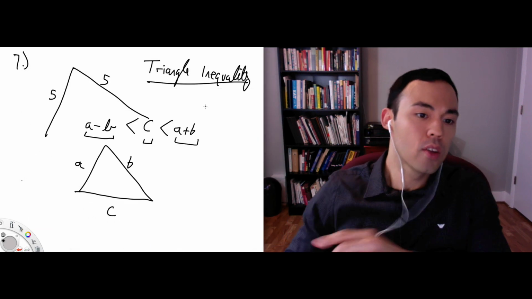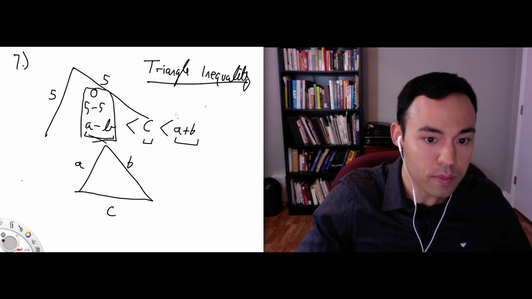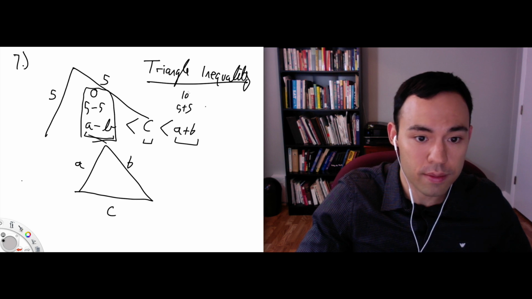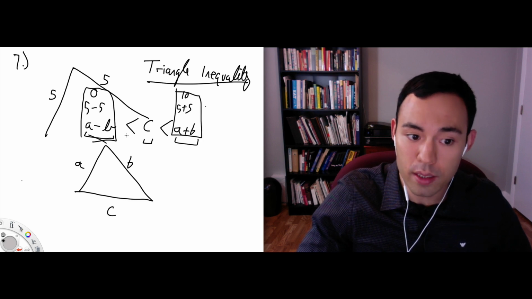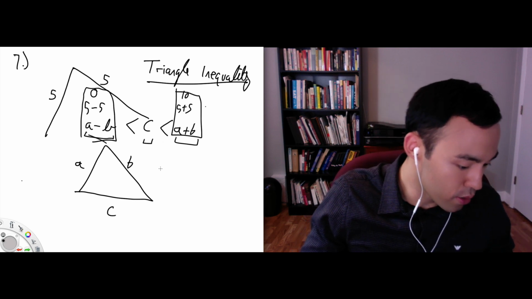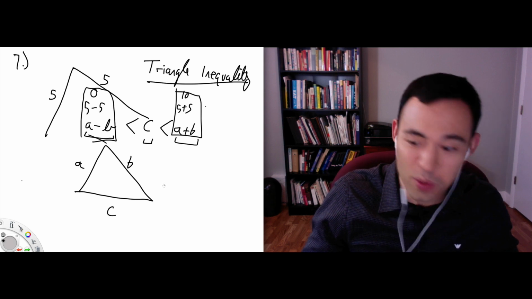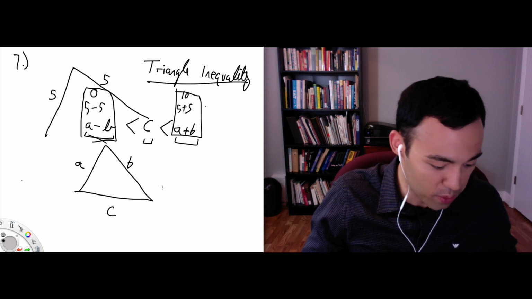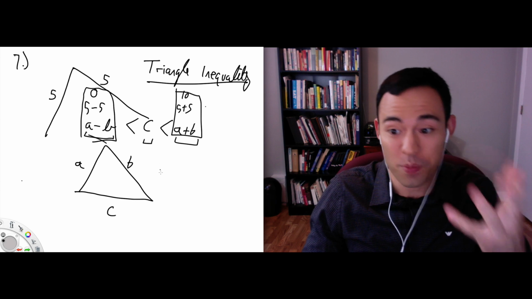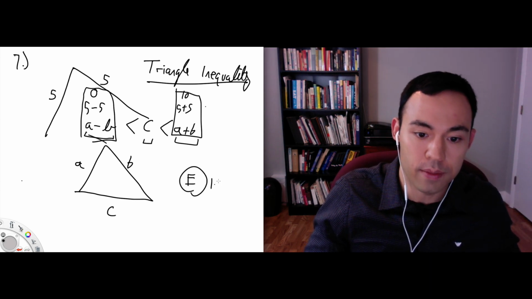So 5 minus 5 is 0 for the A minus B part. 5 plus 5 is 10. Anything in between, not including, but in between 0 and 10 will work. So 1, 3, 4, square root of 50. I think they want that to be a red herring there. The approximately 7.07 answer choice pops out, so people want to circle that. But it is, in fact, E, 10.